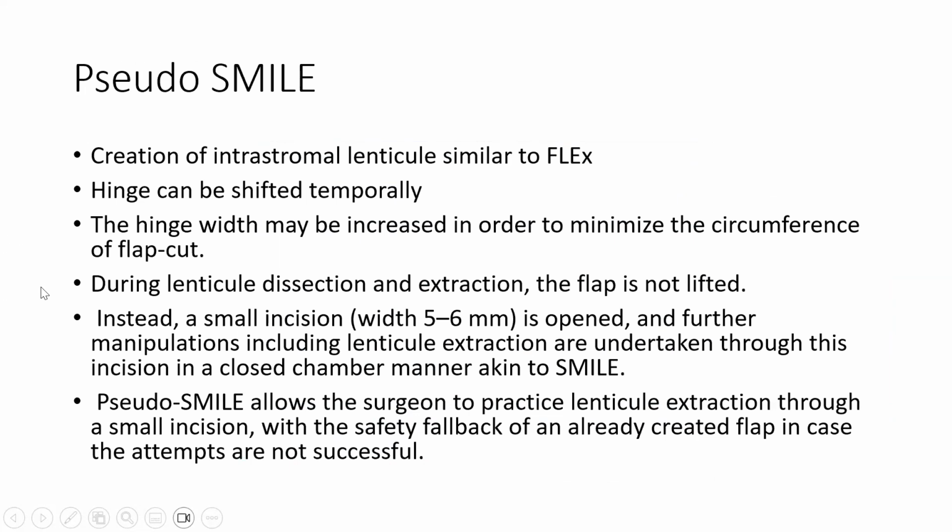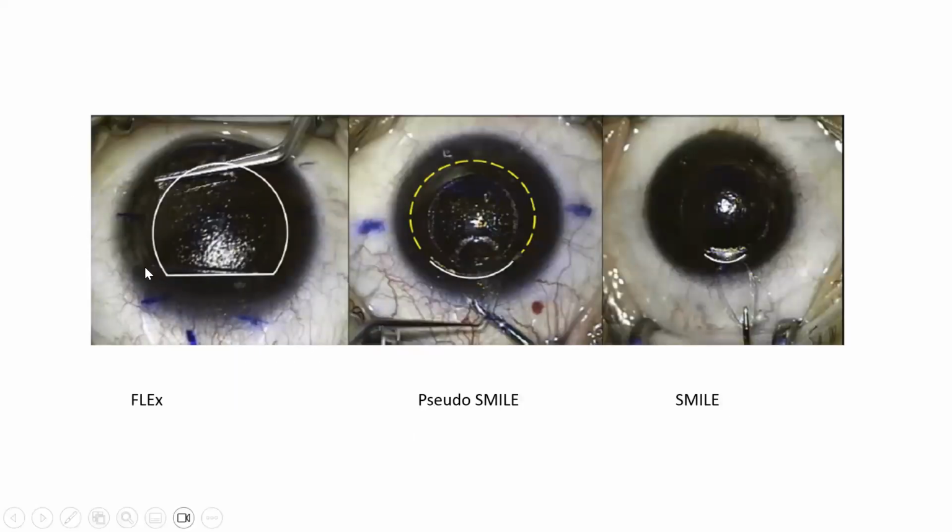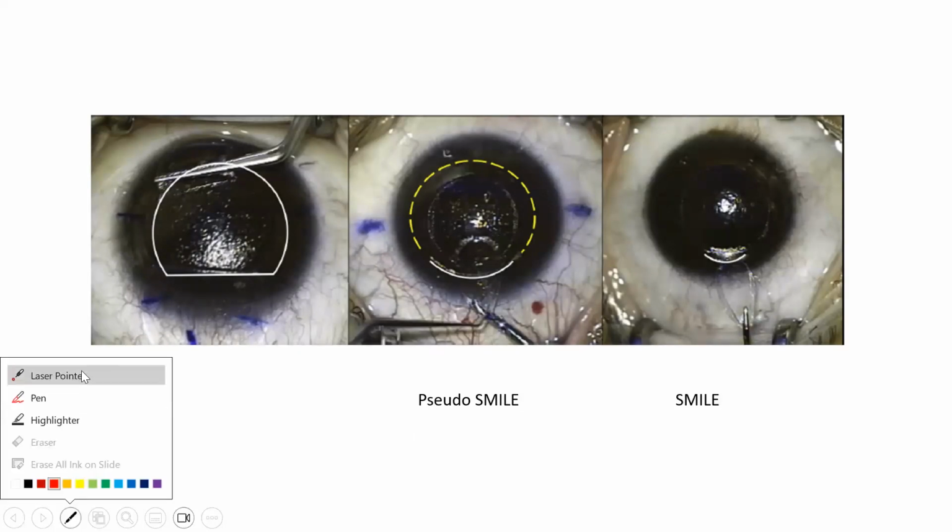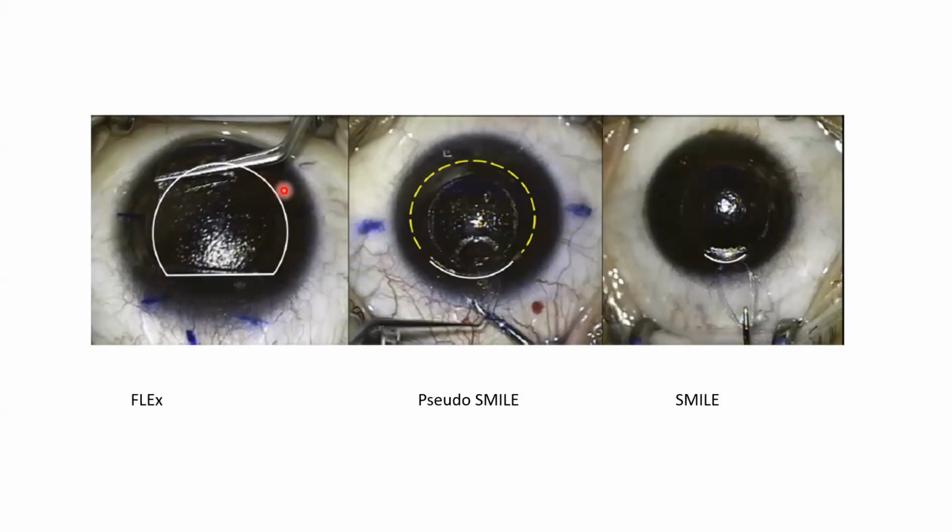There is something also called pseudo SMILE, which entails the creation of an intrastromal lenticule, which is similar to flex. The hinge is shifted temporally, and during the lenticule dissection and extraction, the flap is not lifted. In this image, the white line marks the border of the femtosecond laser application, and the flap is lifted off, under which the lenticule is there, which is then extracted and the flap is repositioned.